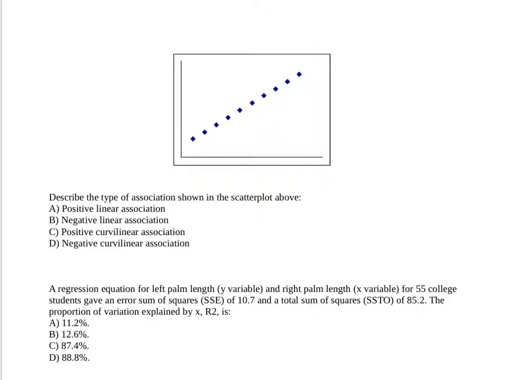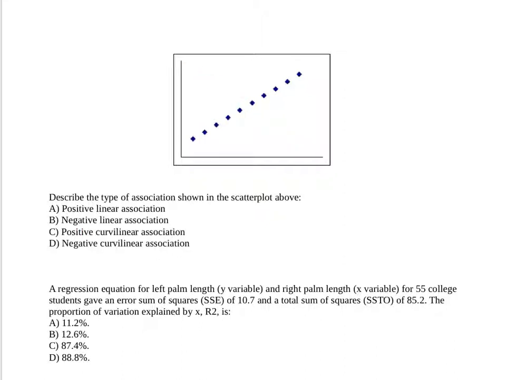A negative linear association is going to look similar to this, but now as x increases, y will decrease. So the line will end up looking something like this, or this. Anything where the slope is negative, right? So it's a negative linear association, a negative association that follows a line pattern.